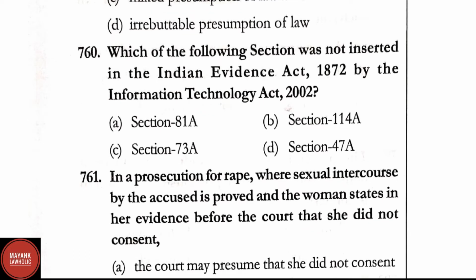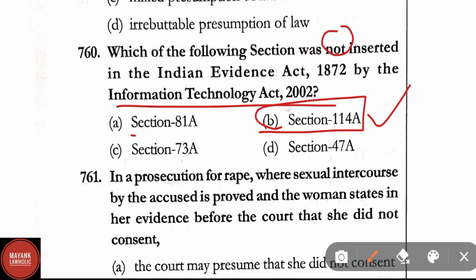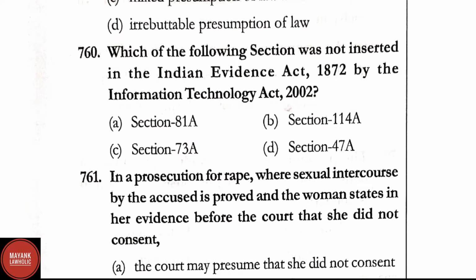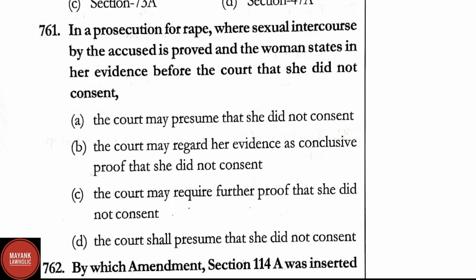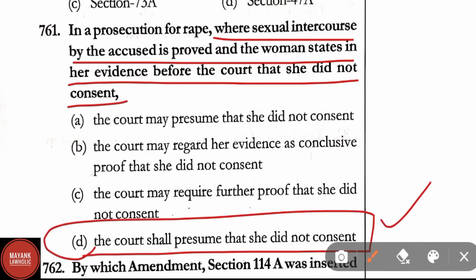Question number 760. Which of the following sections was not inserted in the Indian Evidence Act 1872 by the Information Technology Act 2000? Here the correct answer is option B, section 114A. The other sections, 81A, 73A and 47A, were inserted by the Information Technology Act 2000. Question number 761. In a prosecution for rape, where sexual intercourse by the accused is proved and a woman states in her evidence before the court that she did not consent, here the correct answer is option D. The court shall presume that she did not consent.